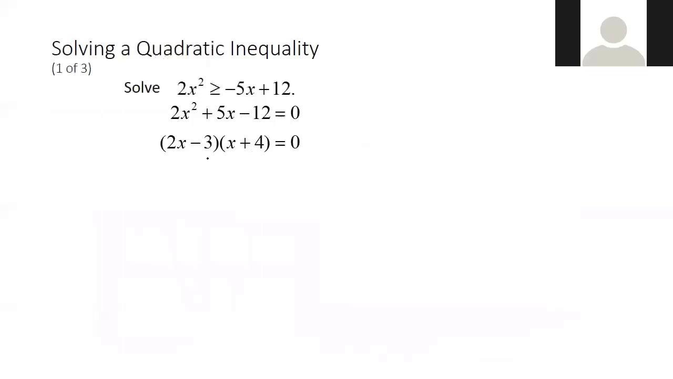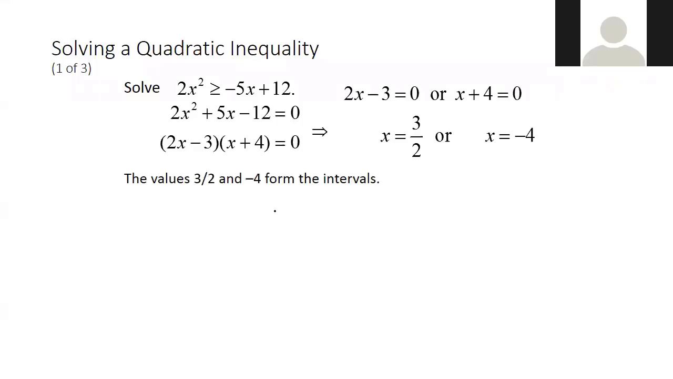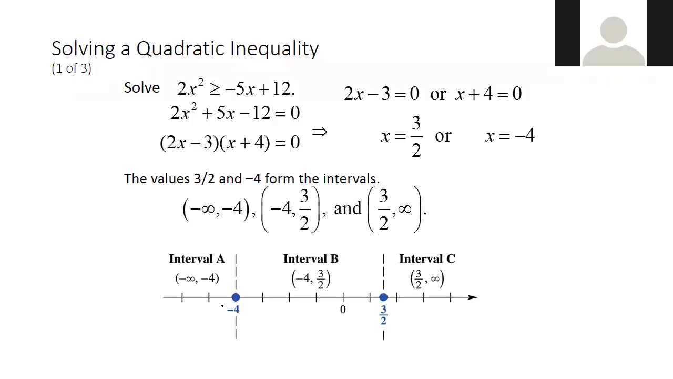If I factor this, I see my zeros would be 2x minus 3 is equal to 0, x minus 4 equal to 0. So I get x equal to 3/2 and negative 4. So if I locate those on the number line, then I can see I get, again, 3 regions: negative infinity to negative 4, negative 4 to 3/2, 3/2 to positive infinity. These are the 3 regions that I have to test.